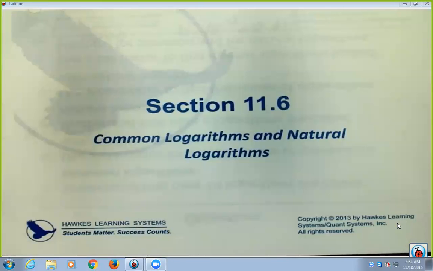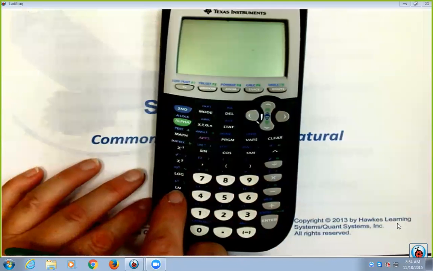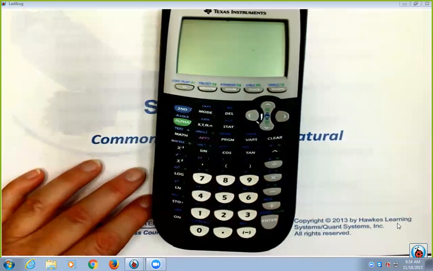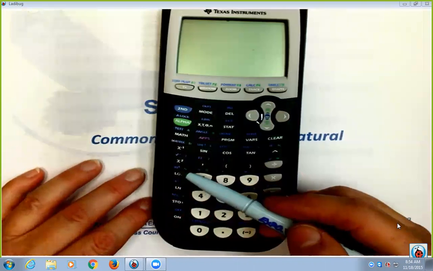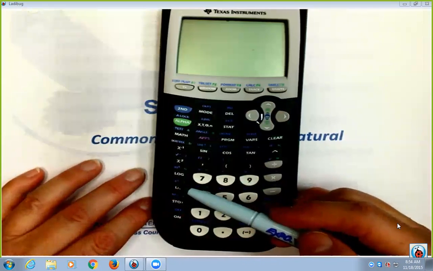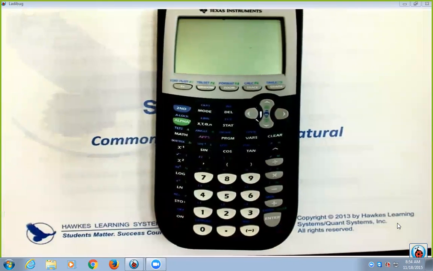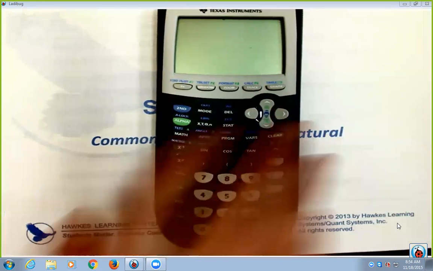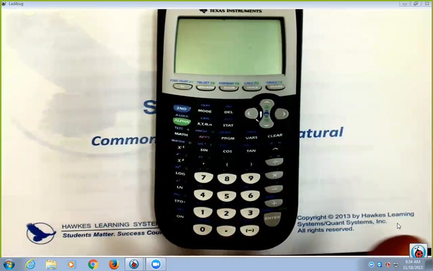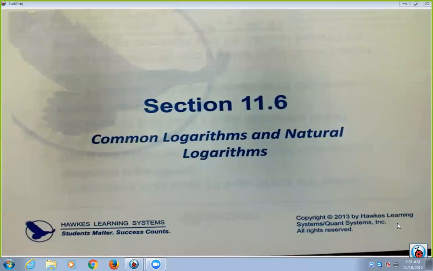Well, let's work on 11.6. 11.6 is using the log keys on your calculator. We're going to use the natural log on your calculator, and we're going to use the things above it. So we're going to use x to the 10th power, that's above log, and we're also going to use our e value that we've used before when we did the formulas in 11.3. We use that e value, and we're going to use those and calculate out what exact values are going to be.